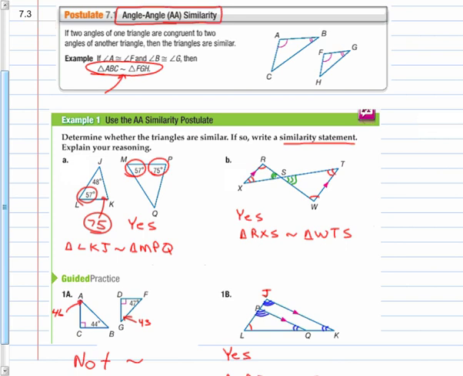We have shorter ways of proving two triangles similar than proving that all corresponding angles are congruent and all corresponding sides are proportional. The first one is the angle-angle similarity, which means I need two corresponding angles congruent to two corresponding angles. So right down here, we did some examples.